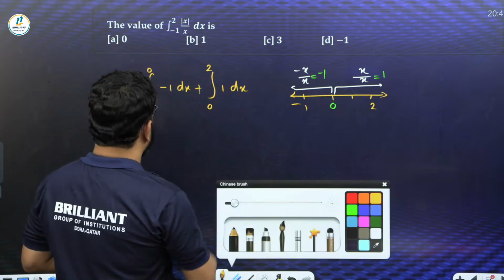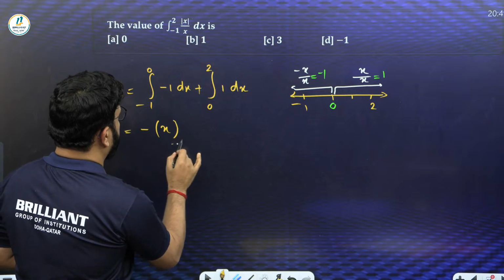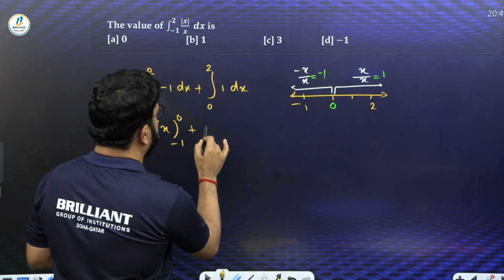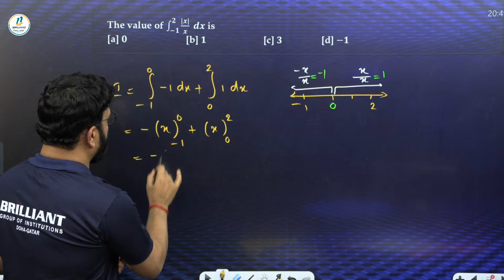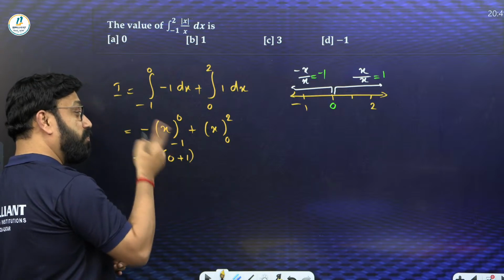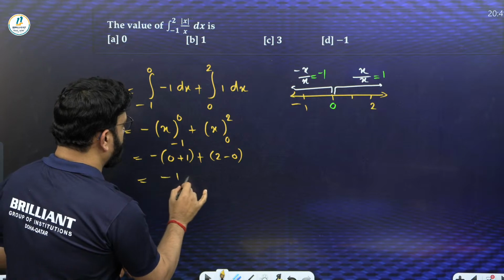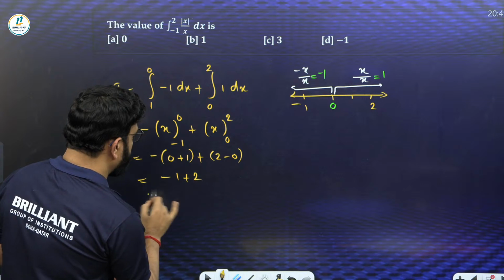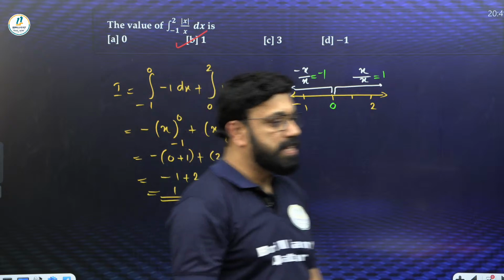So here, the negative outside, integral 1 is x with limits minus 1 to 0, and again 1, x with limits 0 to 2. Substituting the values: minus of 0 minus of minus 1 goes to plus 1, plus 2 minus 0 is 2, then minus 1 plus 2 gives 1. Option B is the correct answer.